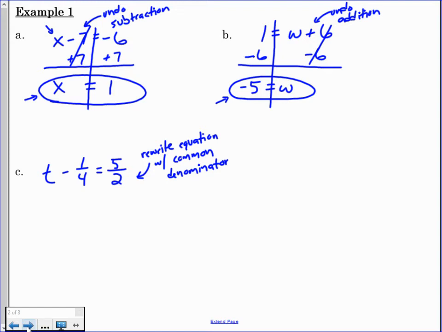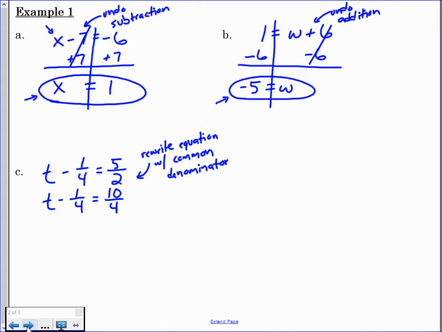Okay? So 5 halves. We should hopefully know how to find common denominators. I'm going to use a common denominator of 4. I'm going to leave 1/4 as 1/4. 5 halves, see if you can figure out what 5 halves is in terms of fourths. Okay? If I double 5 halves, that's going to give me 10/4.